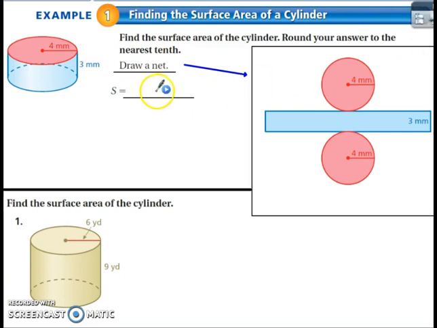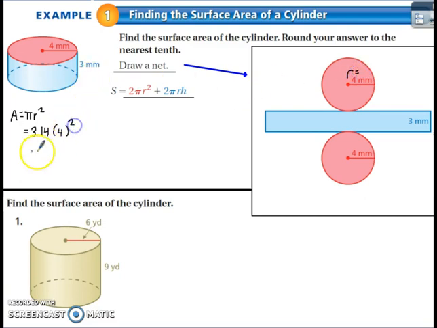If you'd like to use a formula, the surface area formula is 2 pi r squared plus 2 pi r h. All that says we're going to do is find the area of each of these red circles plus the area of this rectangle. So the area of one of my circles is pi times the radius squared. Well, I know that pi is 3.14. I know that my radius is 4, and we see that from our picture here on the right.